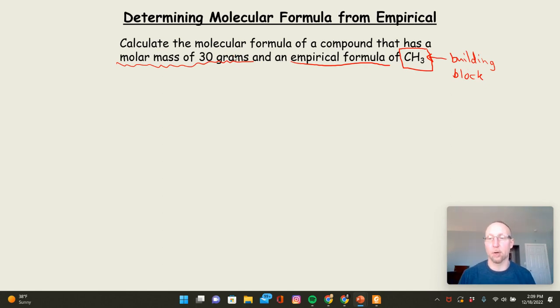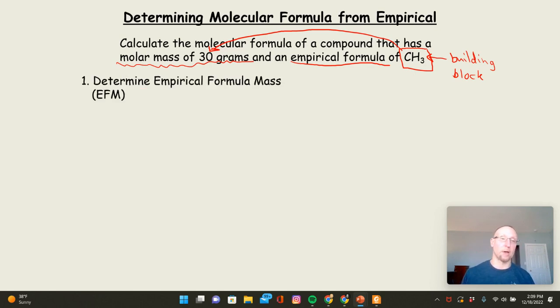So think of it as like a brick wall. Here's our building block. So you want to know, okay, how many blocks does it take to make the whole thing? What you're given is how much the whole thing weighs and the building block used. So I want to know how many of these building blocks it takes to make the whole 30-gram molecule. In order to do that, what do I have to do? I want to figure out how much the building block weighs. It's the same way as finding the gram formula mass, but I call it the empirical formula mass. So step one, determine the empirical formula mass.